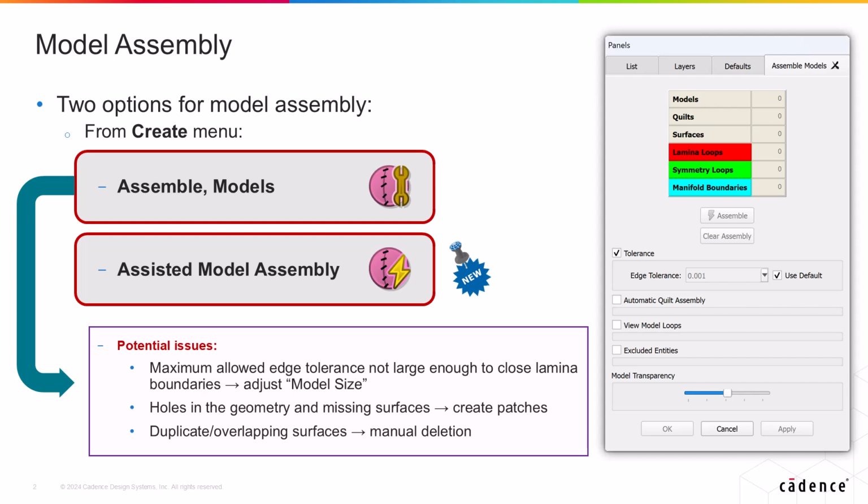Another issue is when the user detects holes in the geometry or maybe some missing surfaces. In these instances, the user would have to exit the model assembly, then manually create patches to close these holes before re-attempting to assemble the model. And last, but certainly not least, are cases where we would notice overlapping or duplicate surfaces, which again would require the user to exit model assembly, delete these surfaces, and then try to reassemble the models.